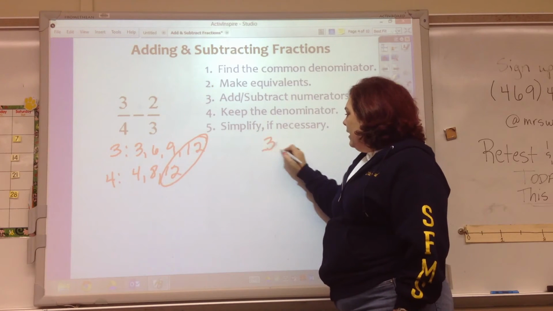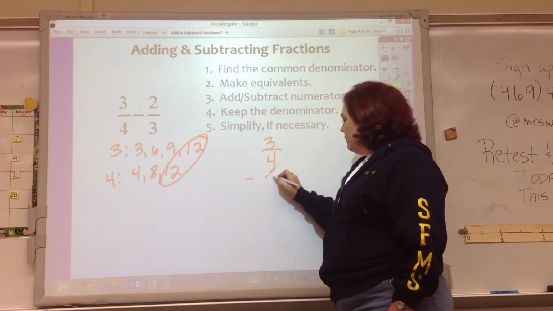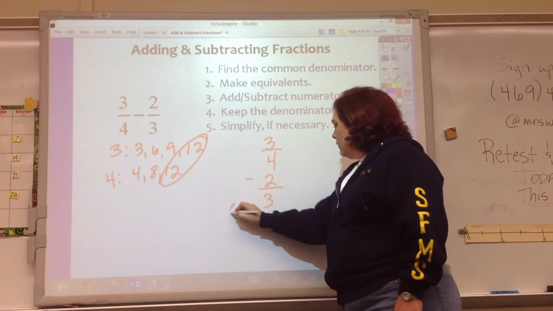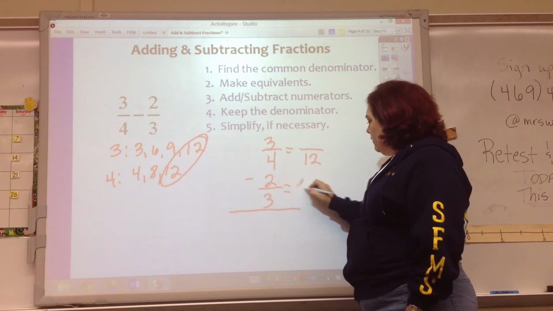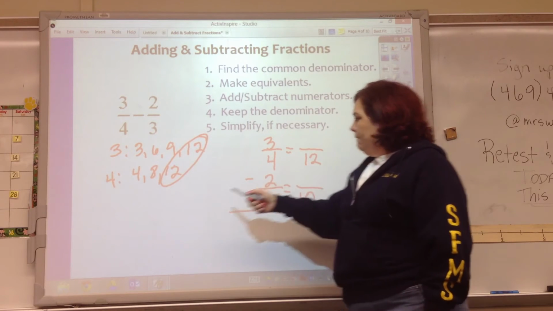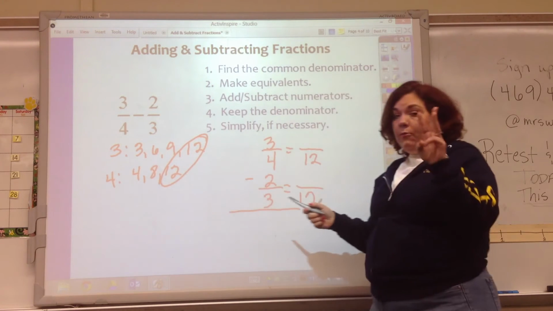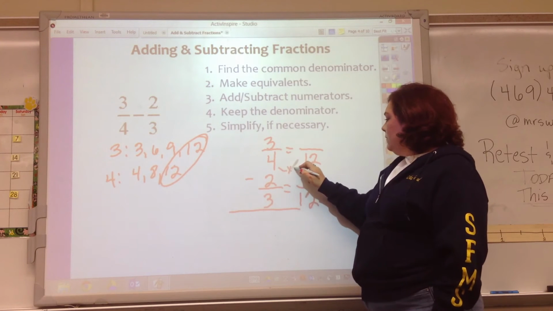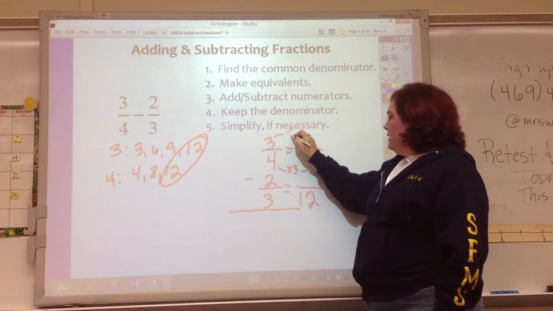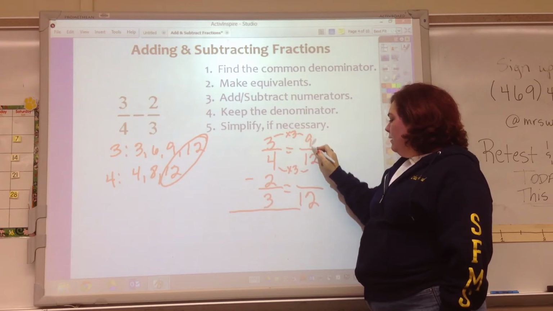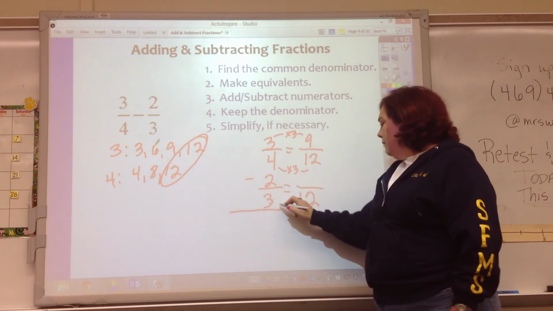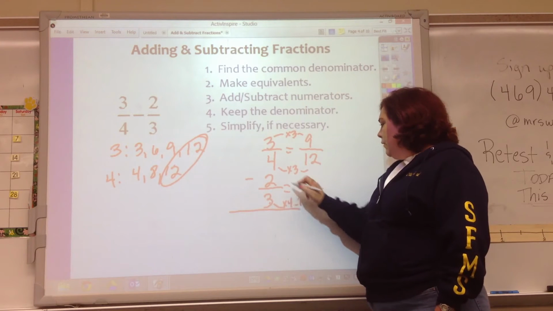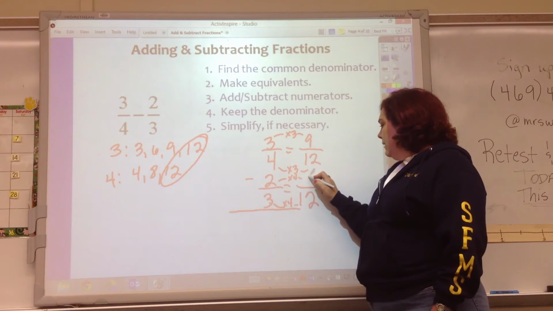I'm going to stack up my fractions. And I'm going to set them equal to 12. And 4 goes to 12 3 times. 3 times 3 is 9. And 3 goes to 12, 1, 2, 3, 4 times. 2 times 4 is 8.